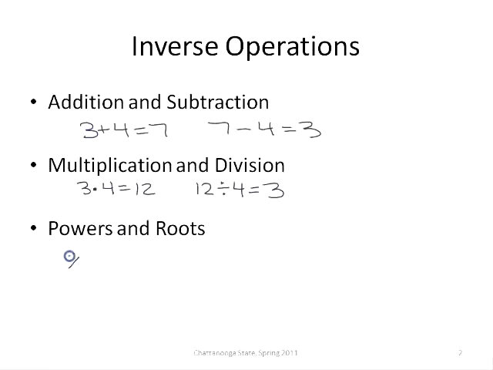For example, x squared and the square root of x would undo each other. If I take 5 and square it, it gives me 25. But if I then turn around and take the square root of 25, I go back to my 5. Inverse operations undo each other.